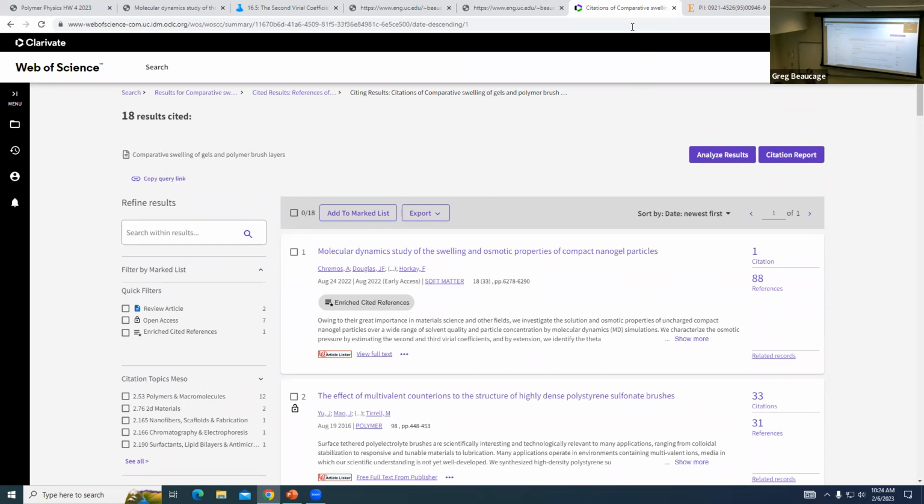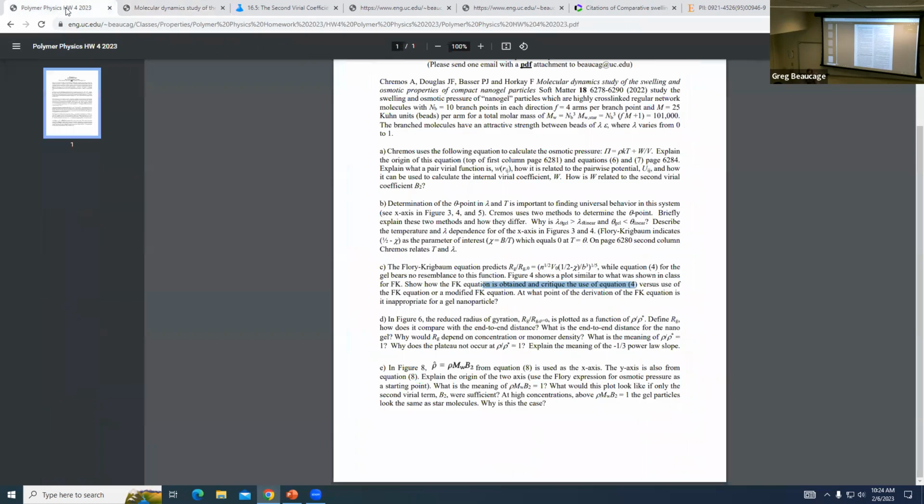It's on the library, you just sign in. So anyway, that paper might be worth looking at for that question if you want. Figure 6.